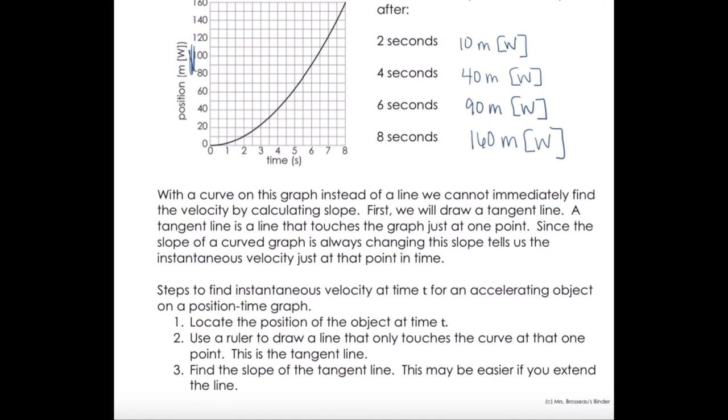So in order to find the instantaneous velocity at time t for an accelerating object, meaning that the position versus time graph has a curved slope, first you'll have to locate the position of the object at time t. Use a ruler or straight edge to draw a line that only touches the curve at that one point. This would be the tangent line. You generally want to draw the ends of that tangent line out a bit so that you can see what points it touches in order to find the slope of that tangent line. And then lastly, find the slope of that tangent line, like I just said.